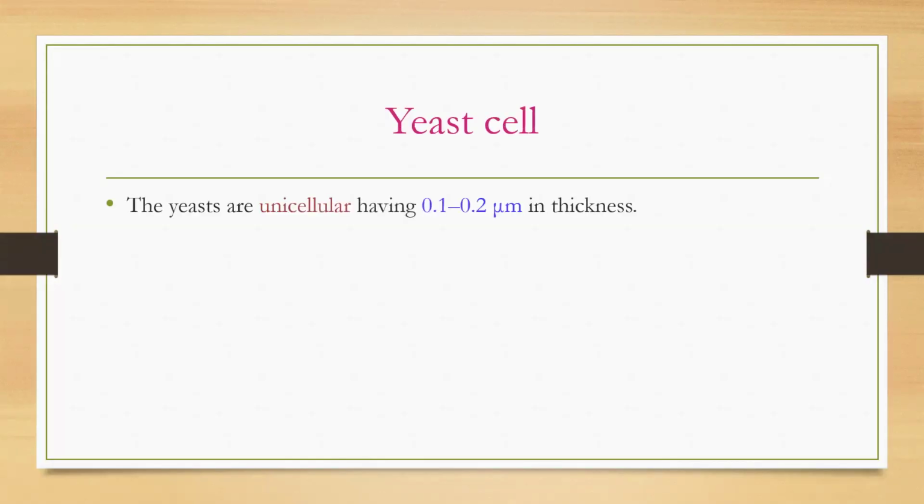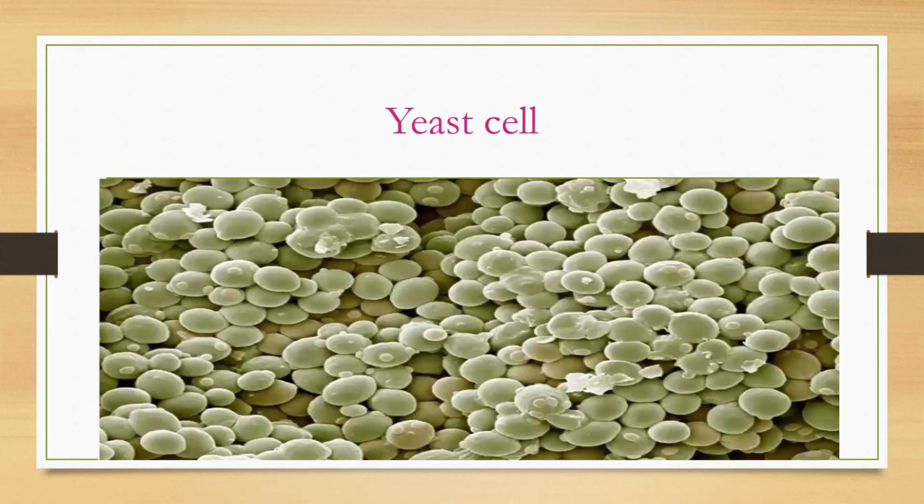The yeasts are unicellular, having 0.1 to 0.2 micrometers in thickness. This is the original picture of a yeast cell. You can observe this is the yeast cell. Look at here. Yeast cell example: Saccharomyces cerevisiae. This is the best example of a yeast cell.